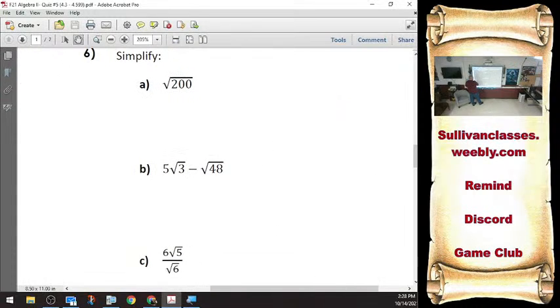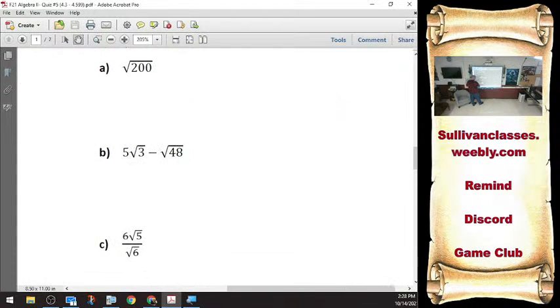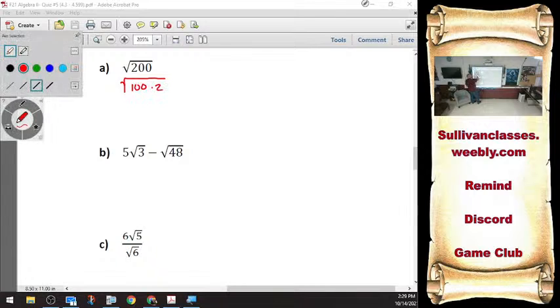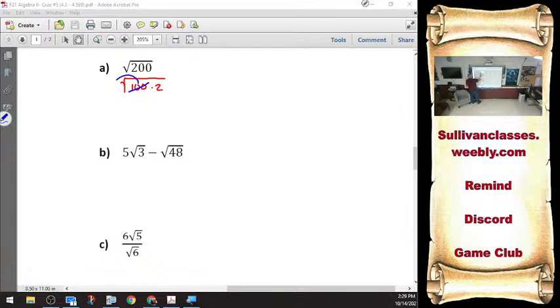And then simplifying radicals. Option number 1. I know my perfect squares. I know my multiplication facts. I rewrite this as 100 times 2 because the square root of 100 is 10. 10 square root of 2. Done.